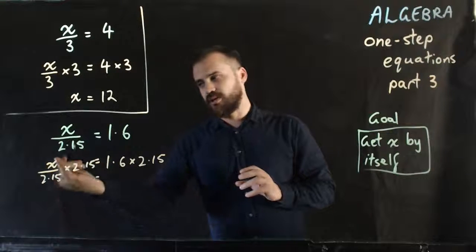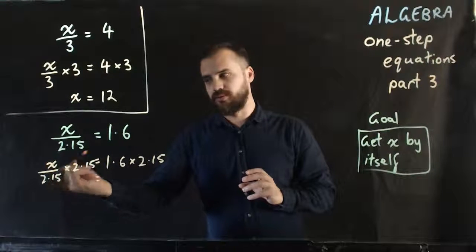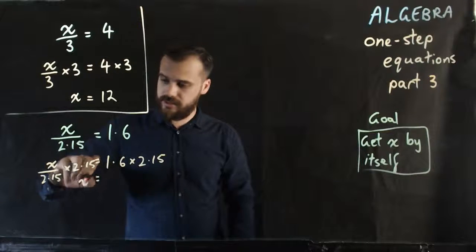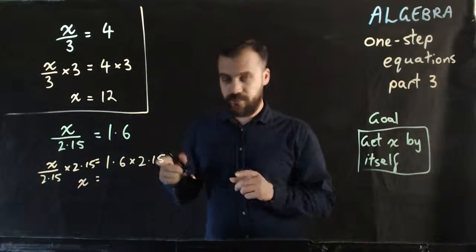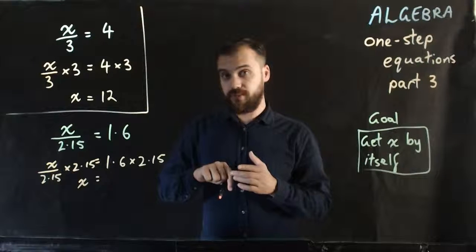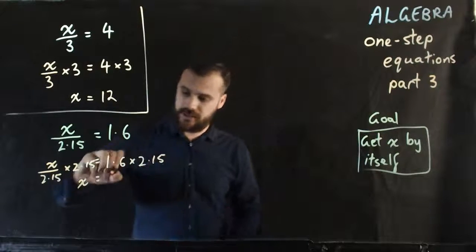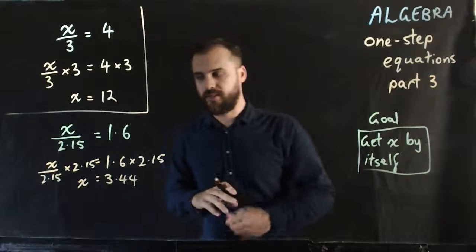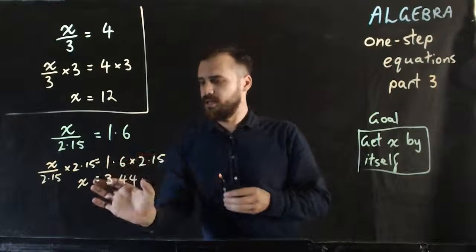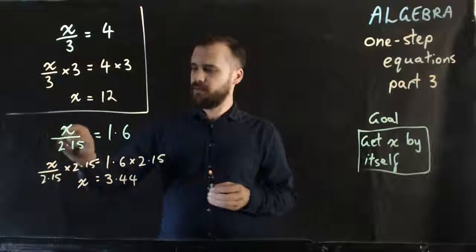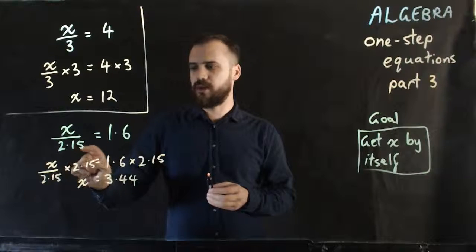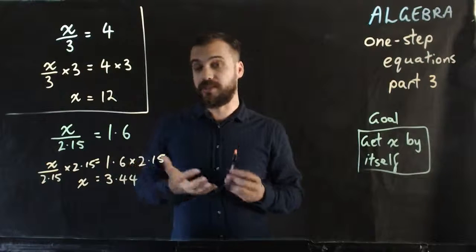Now, on this side, x divided by 2.15 times 2.15, those are going to cancel out. We're just going to be left with an x. And on this side, 1.6 times 2.15 on my calculator is 3.44. Okay, so you can see here, if we use that number, 3.44 divided by 2.15 equals 1.6.